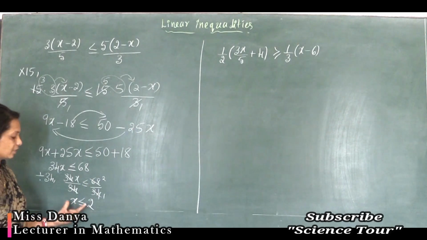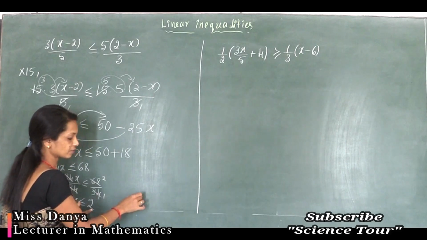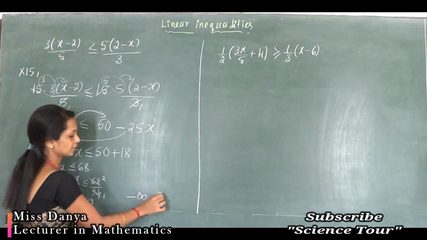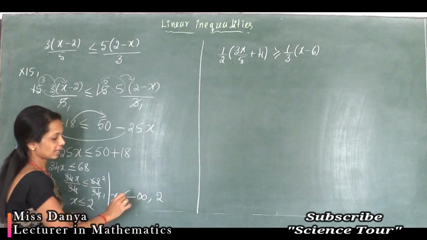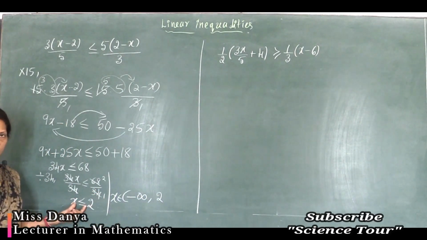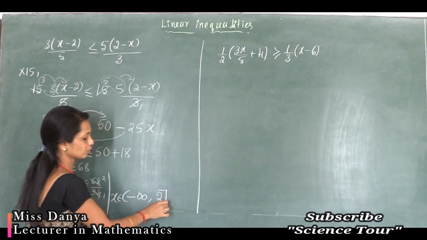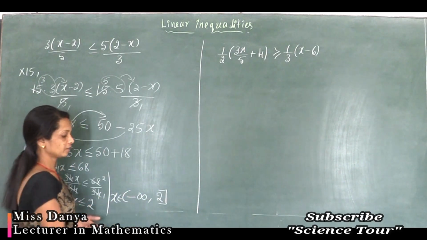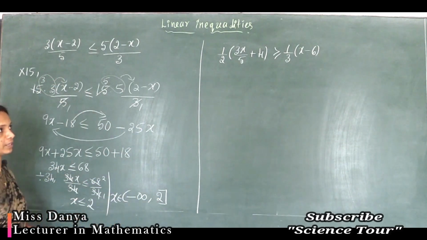Always, if you have x less than or equal to something, then in the interval the first number will be minus infinity and the second number will be this one, that is 2. On the minus infinity side you write an open bracket. On the 2 side, which bracket do you use? You have to see the symbol, less than or equal to. A slack inequality is there, so you write a closed bracket. If a slack inequality is there, you write a closed bracket on that number's side. So this is the solution of this inequality.